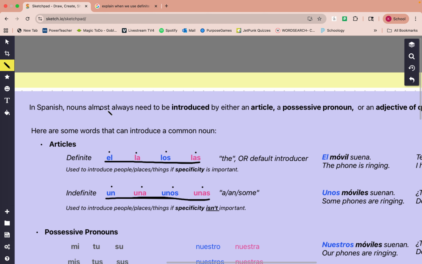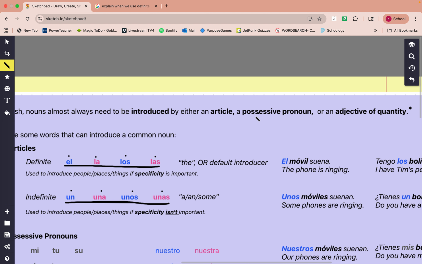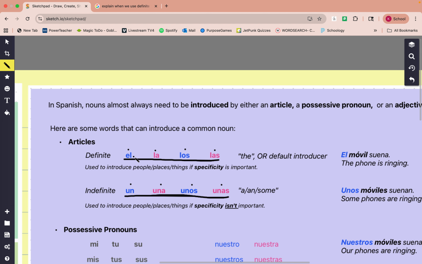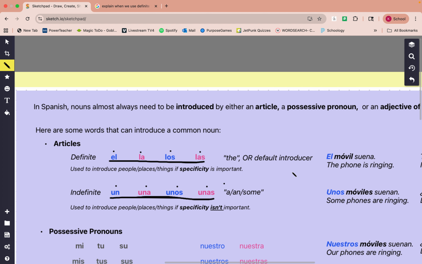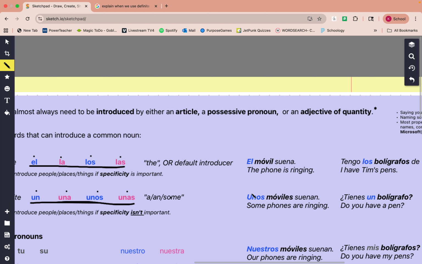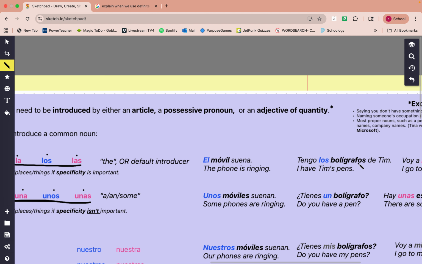right, because all nouns in Spanish need to be introduced by either an article or one of these other two things, right, that if we put an article in front of a noun in Spanish, it has to match gender. So, for example, if I want to talk about pens, right? I know from looking at the ending of it that bolígrafo, pen, is masculine. And so the word that I use with bolígrafo also has to be masculine.